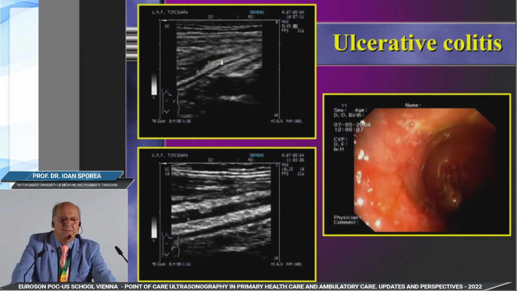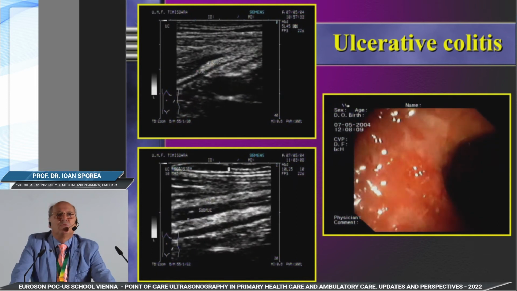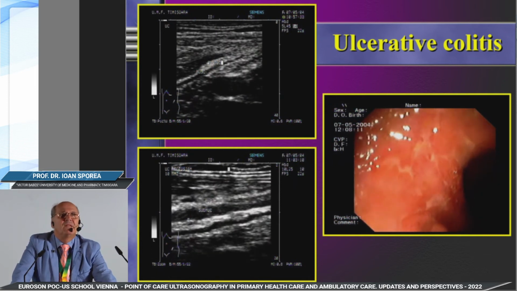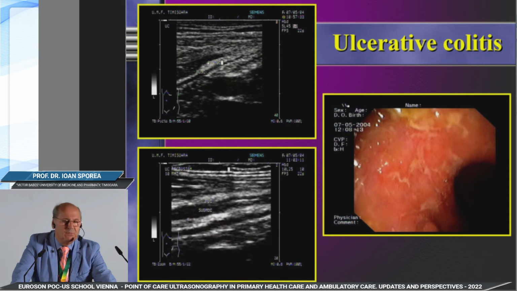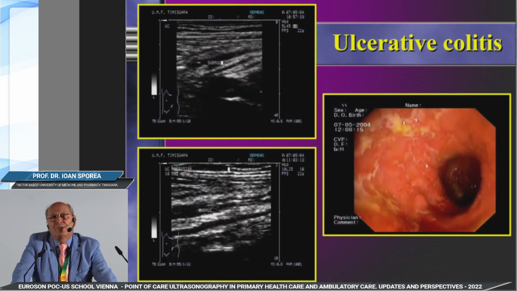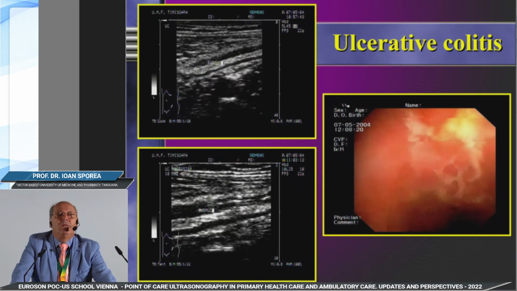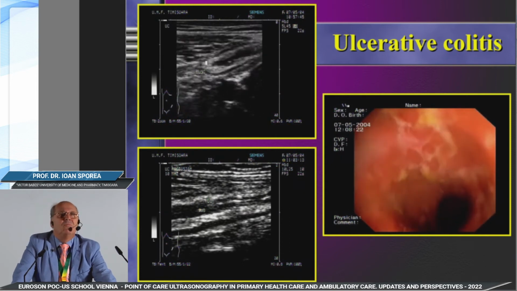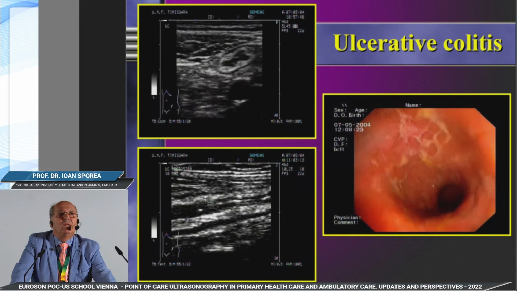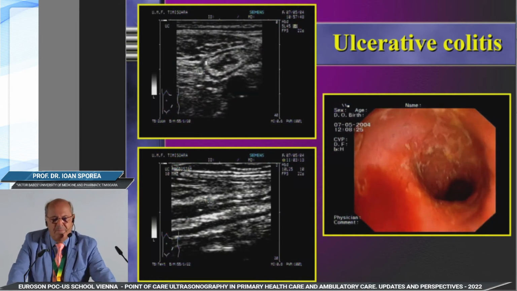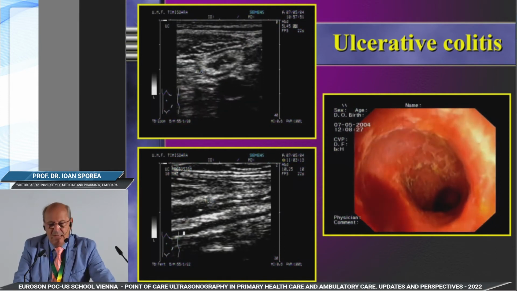You can follow the colon, trying to find how long the affected area is, because we know that in ulcerative colitis you can have proctitis or left colitis or pancolitis. Then we can know before endoscopy how long the affected area of the colon is. Okay.